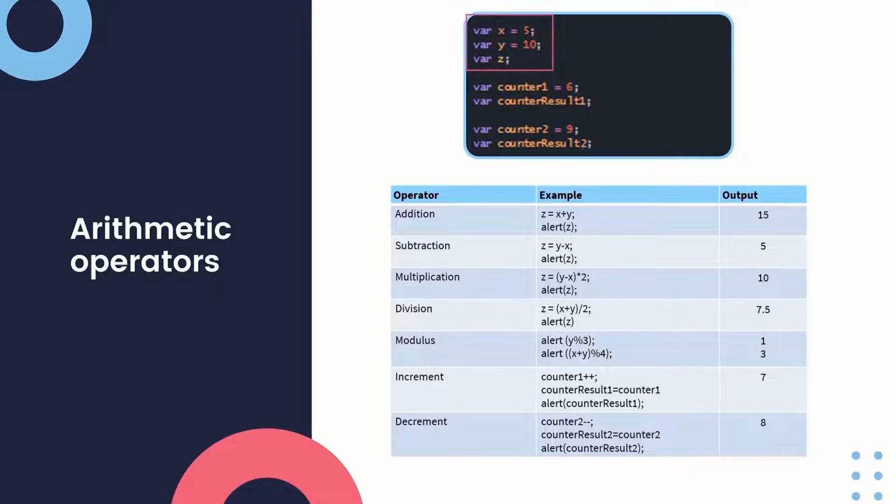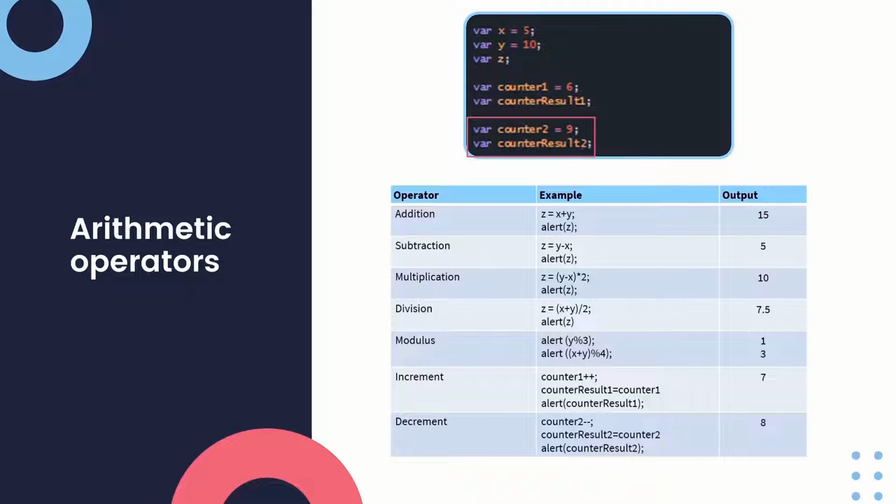Now first of all, we have these variables called x, y, and z, where x equals 5, y equals 10, and z is currently undefined, meaning it does not hold a value. We also have another set of variables: counter1, which equals 6, and counterResult1, which is undefined at the moment. Likewise, we have counter2, which equals 9, and counterResult2, which is 0 or undefined at this time.